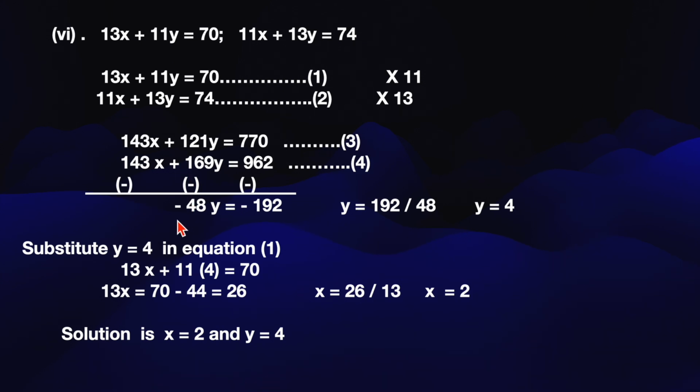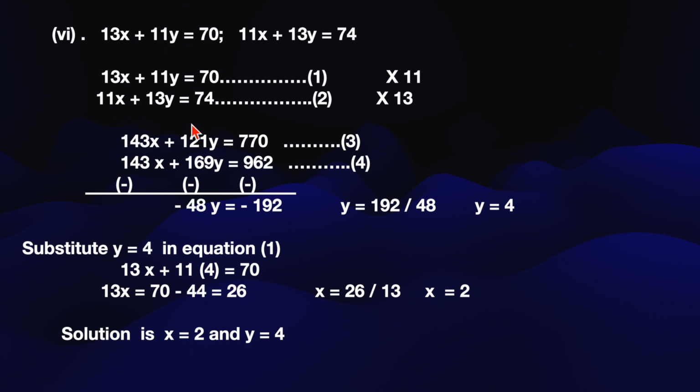So when you add, you get minus 48y is equal to minus 192. Y is equal to 192 upon 48. Y is equal to 4. Substitute this in any one of the equation and solve it. You get x is equal to 2. So this is the solution.